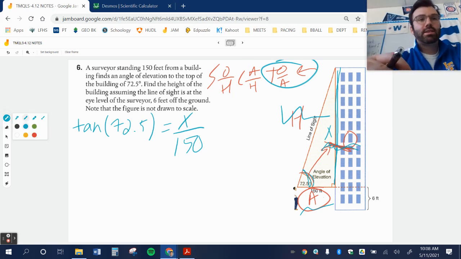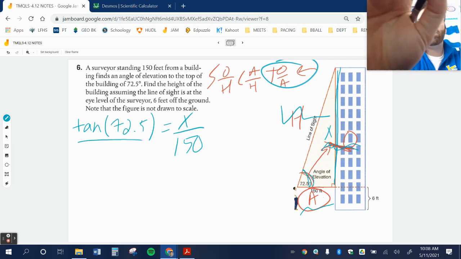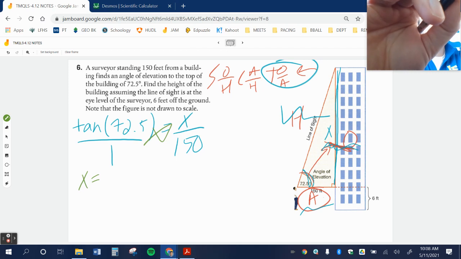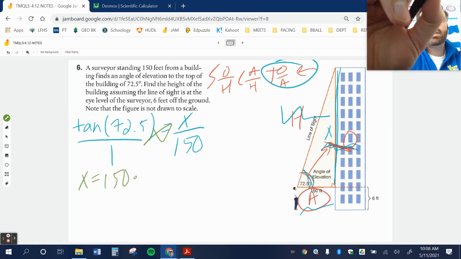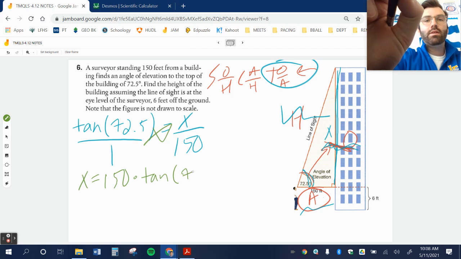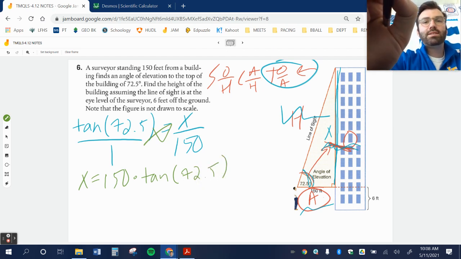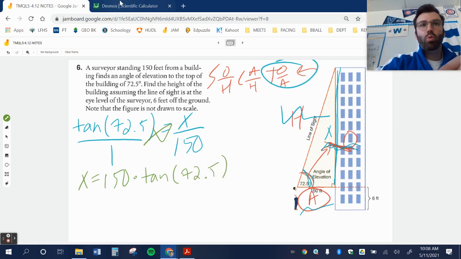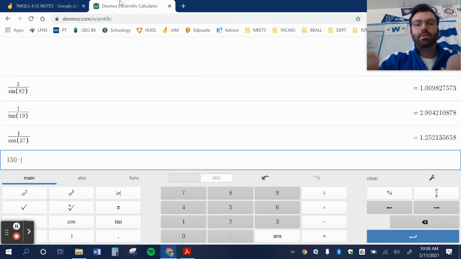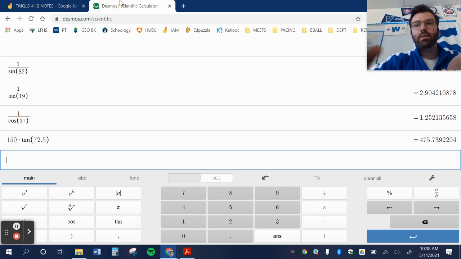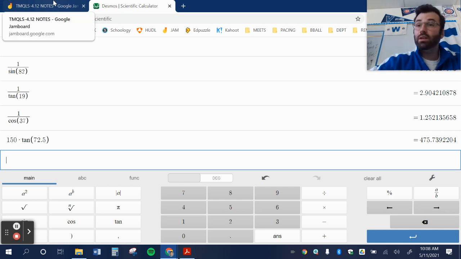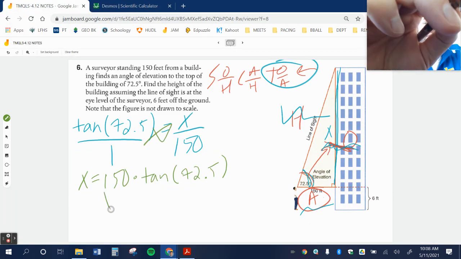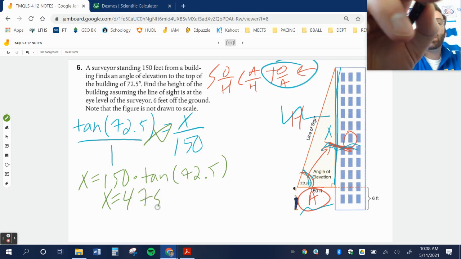All right, so let's solve for x. I like to think about this as being over 1, and then we can just cross multiply and say that x equals 150 times the tangent of 72.5. And that's exactly how I punch it in my calculator: 150 times the tangent. X is 475.74.